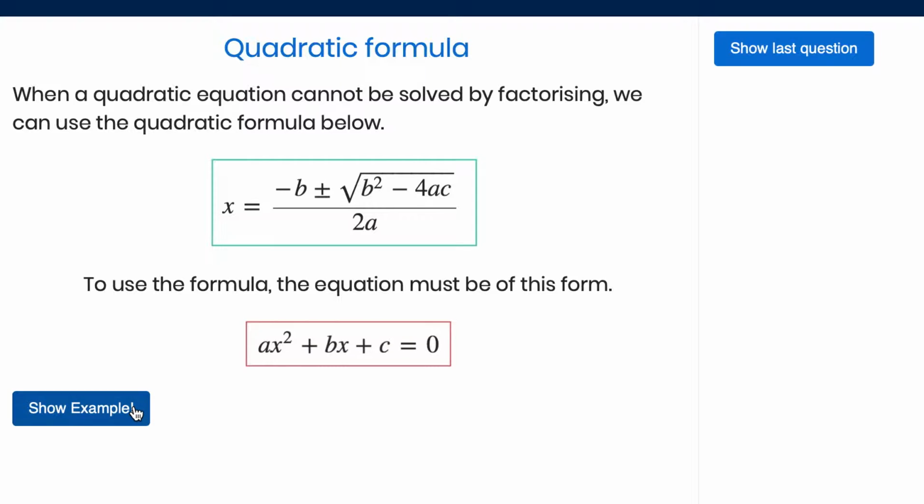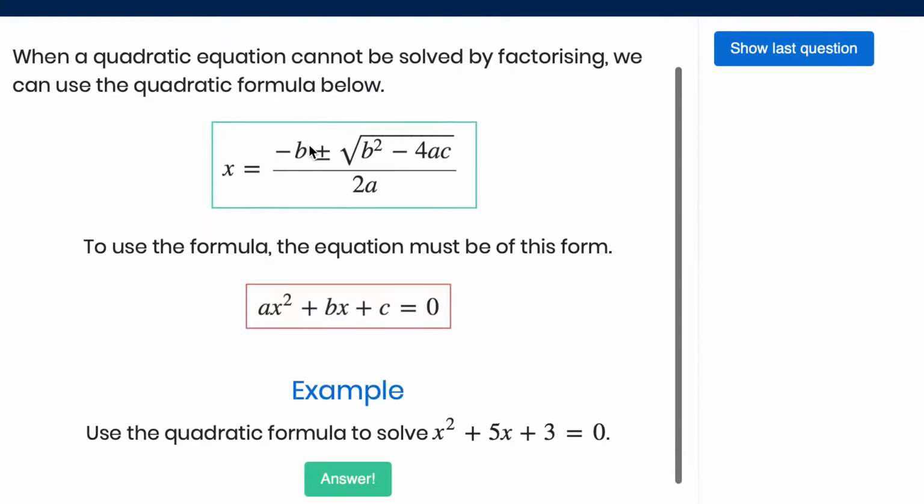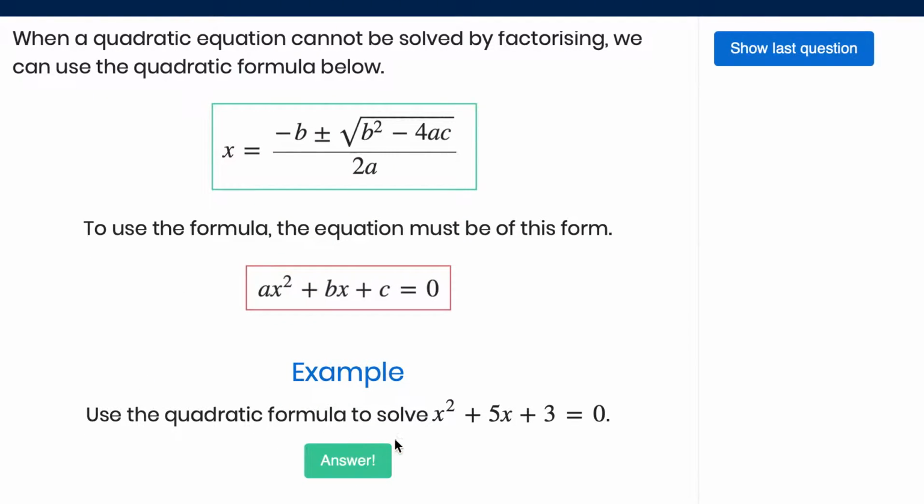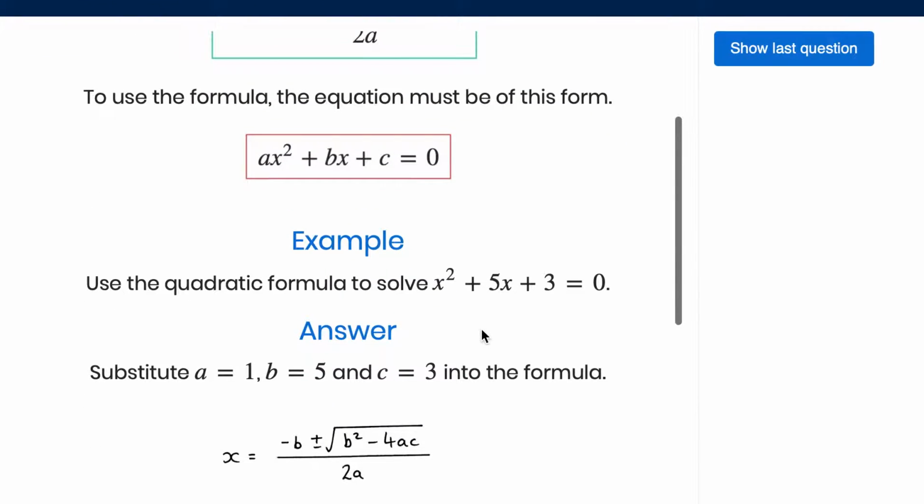Okay, so here is an example. Use the quadratic formula to solve the equation x squared plus 5x plus 3 equals 0. Okay, the quadratic is already in the correct form. So we have a equals 1 because 1x squared is the same as x squared. B is equal to 5 because 5 is in front of the x. And c is equal to 3.